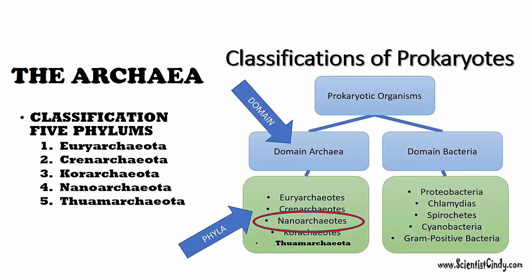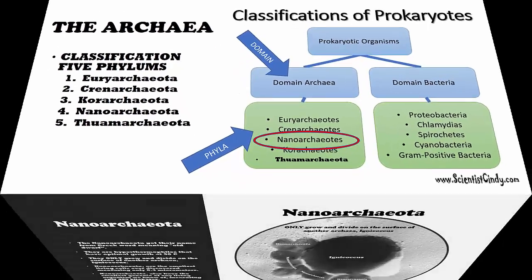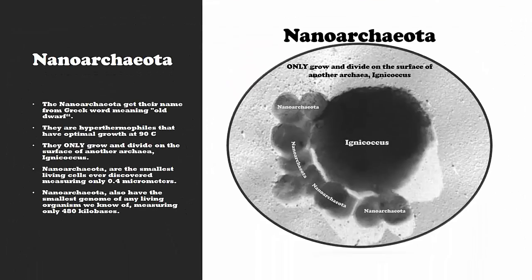Let's next look at the Nanoarchaeota. The Nanoarchaeota get their name from a Greek word meaning old dwarf. They are hyperthermophiles that have their optimal growth at 90 degrees Celsius. They only grow and divide on the surface of another archaea, which is the Ignicoccus.